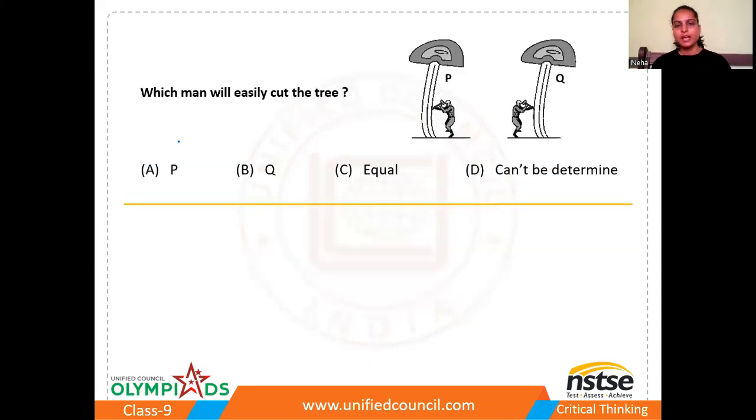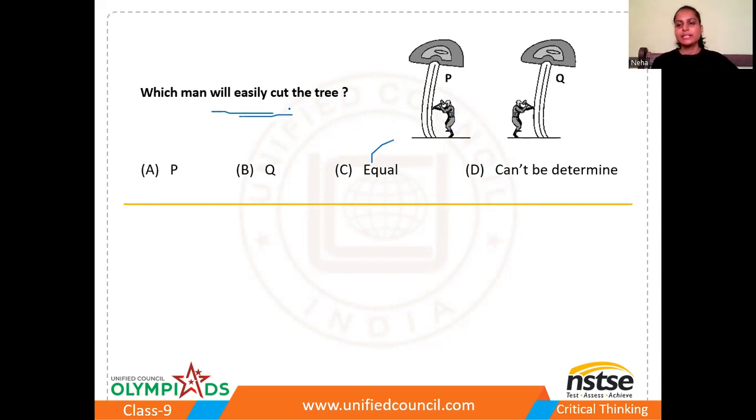All right. Now let's move to the next question. So here is the next question. Which man will easily cut the tree? Okay, so there are two persons, P and Q, and they are trying to cut the tree. So which man will easily cut the tree?